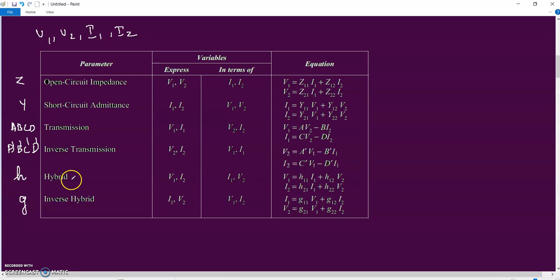Coming to hybrid parameters, V1 and I2 are expressed in terms of I1 and V2, and the different hybrid parameters or H parameters are H11, H12, H21 and H22. Coming to inverse hybrid parameter, I1 and V2 are expressed in terms of V1 and I2. The different G parameters are G11, G12, G21 and G22. Now we can see each of these in detail.